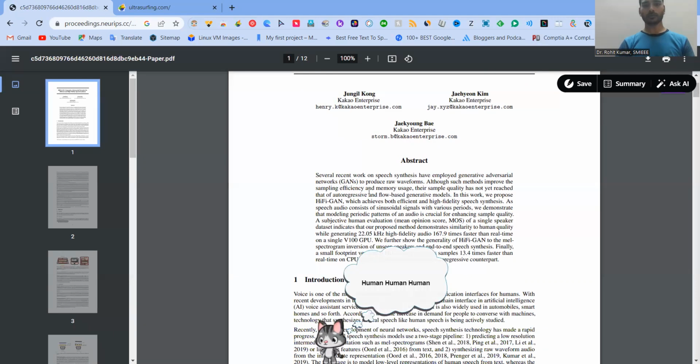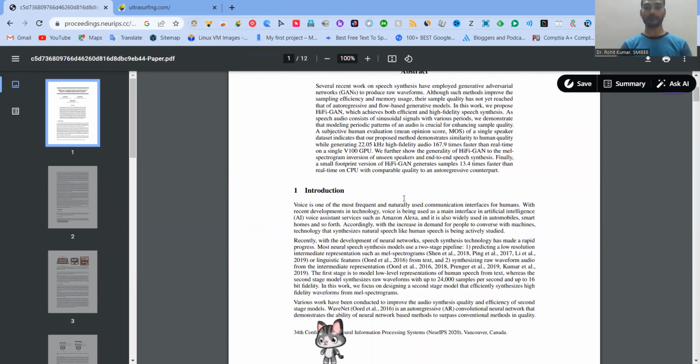So here, if you go, then they have discussed in the abstract that they have tried different sorts of methods, and they have shown the different sorts of fidelity with respect to the different sorts of audio. And then they have further shown HiFi-GAN and its spectrogram inversion to speakers and end-to-end speech synthesis also. So that's the whole demonstration. And in the last, obviously, HiFi-GAN generates samples 13.4 times faster than real time on CPU with comparable quality to an autoregressive counterpart. So that's the whole idea behind it.